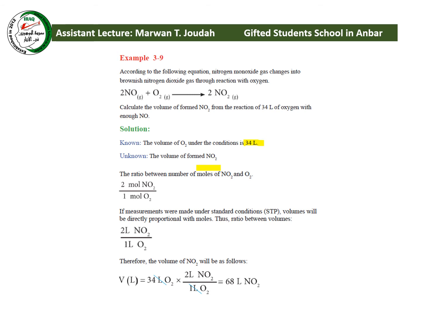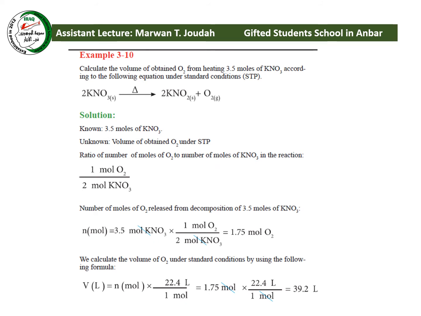Now, do you remember the previous example? When we wanted to calculate the number of moles of any substance based on the number of moles of another substance in the limiting reagent, this is exactly the same thing. So we take the volume equals 34 liters of oxygen times the product NO2 over O2. So how many liters? We have 2 liters, and we have 1 liter of oxygen. We get 68 liters of NO2. Okay, this is it, it's simple. Now let's take another example.